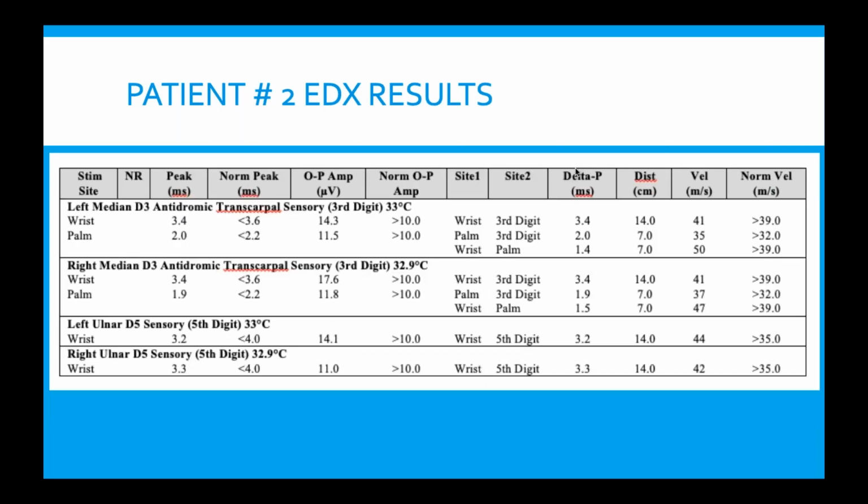There are the sensory nerves. Again, the amplitudes you can see are a little bit on the low side, but I'll mention that in a few seconds. There is no slowing across the transcarpal segment. The wrist palm latency was 1.4 milliseconds on the left and 1.5 on the right, which is well within normal, and normal velocities across that segment as well. The left ulnar sensory, again, is also normal.